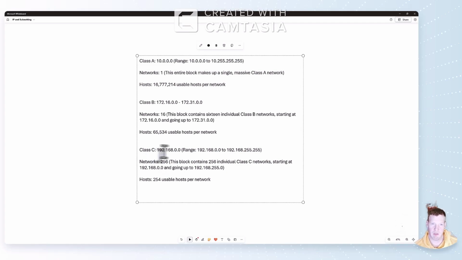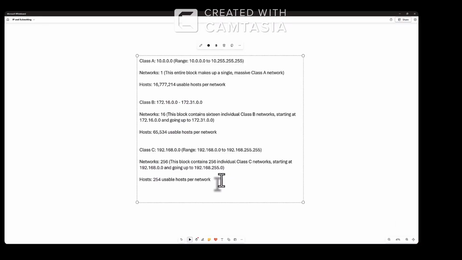Class C, we have 192.168.0.0 all the way to 192.168.255.255. Networks is going to be 256. That starts at 0.0 and goes all the way up to 192.168.255.0, which leaves us 254 usable hosts per network. But what does this actually mean?